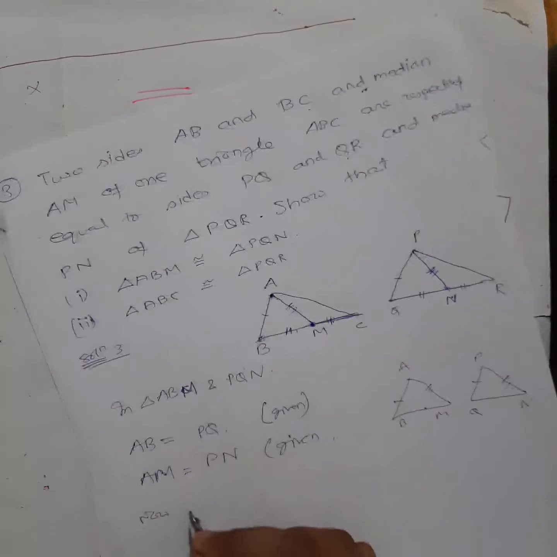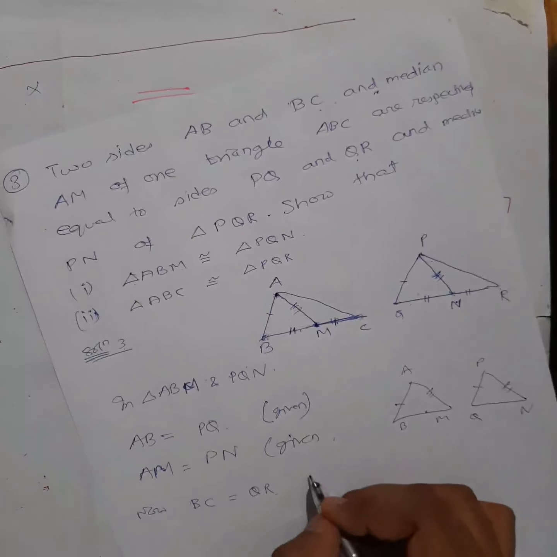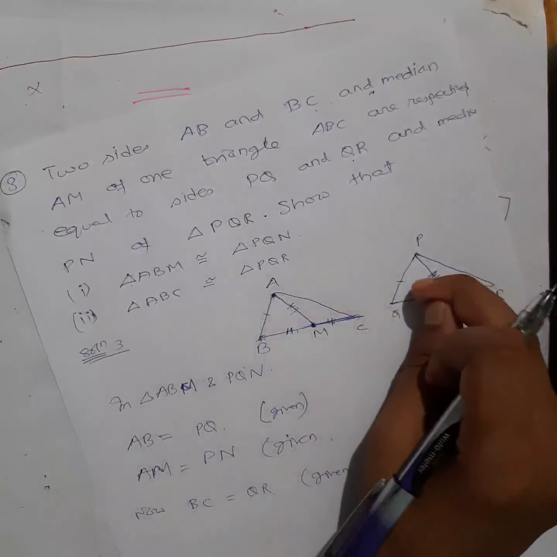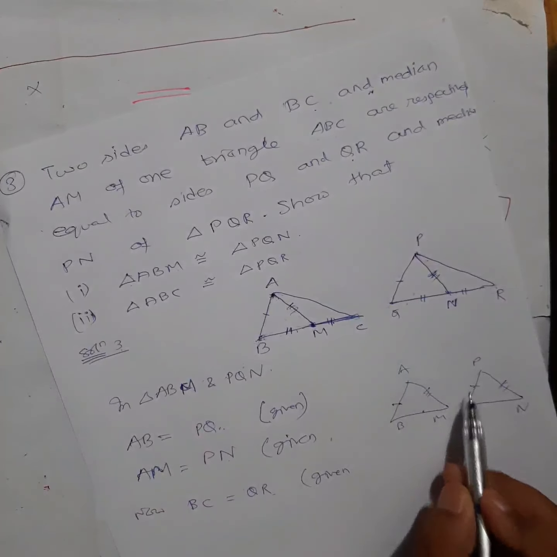Now BC is equal to QR, given. Remember, I have to show this small triangle congruent to this small triangle. So for that, two conditions I have already shown. This side and this side are equal, this side and this.